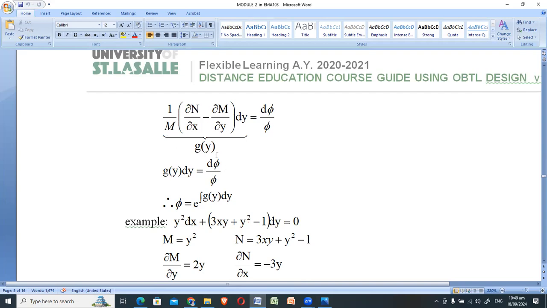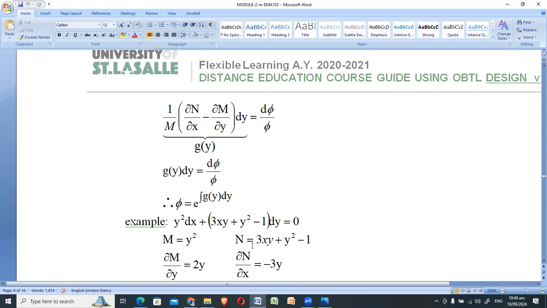If this is correct, that you'll only be getting a g of y, then your integrating factor will be solved using this formula. So it will not be anymore e raised to the integral of function of x dx, but it would be now e raised to the integral of g of y dy. Right? So we'll use this second probable integrating factor.